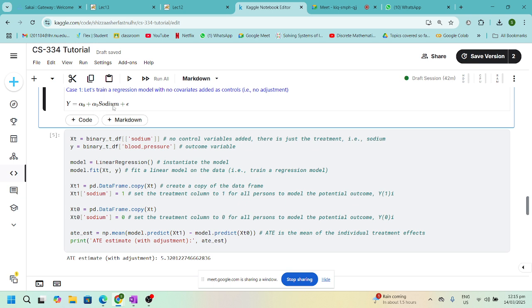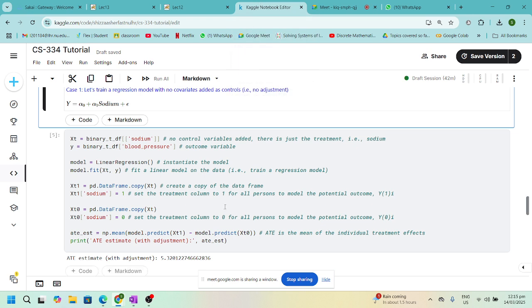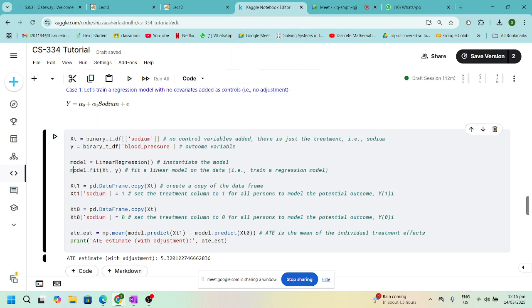If you had multiple variables over here, for example, like this or like this, then it would be multivariate linear regression, but it would still be linear regression though. Anyway, so model.fit, that is your command. It trains your model. And then what I have done is I have extracted two different data frames.